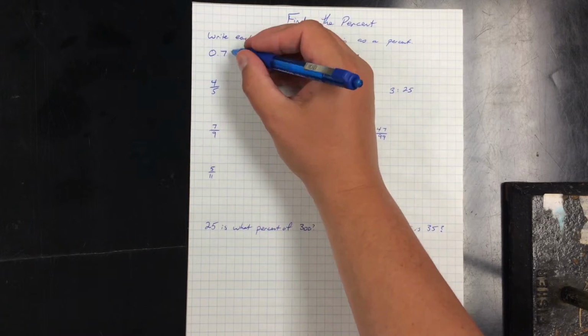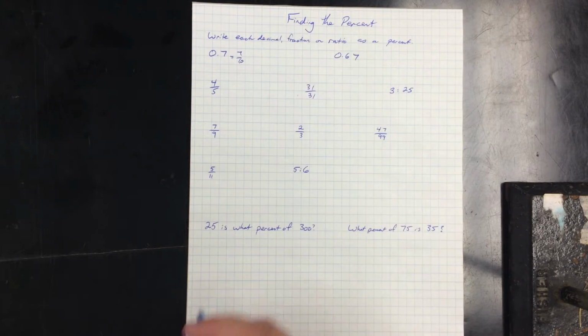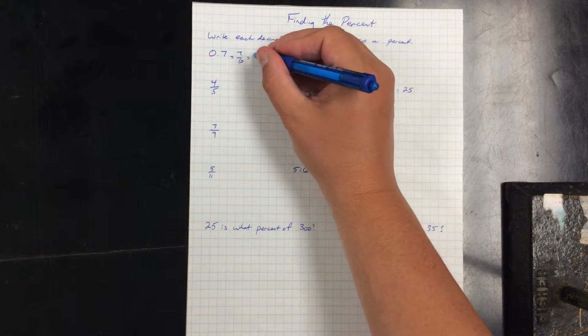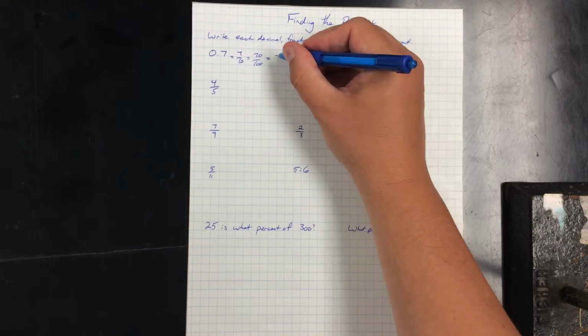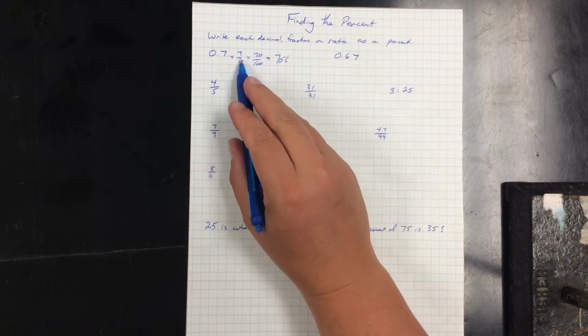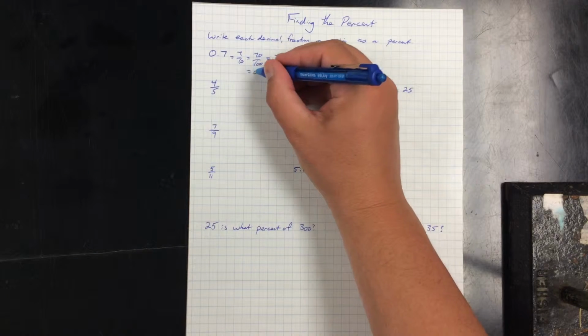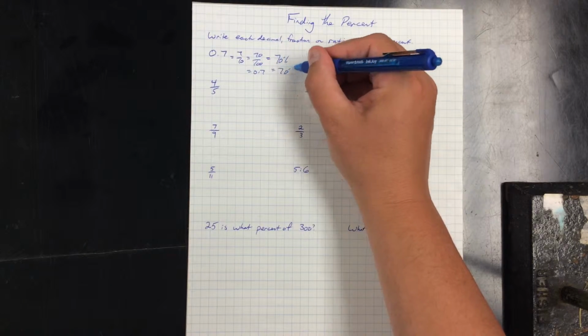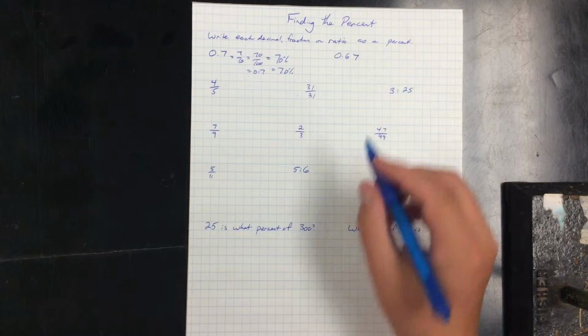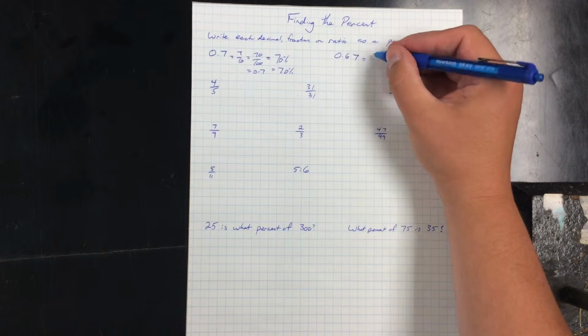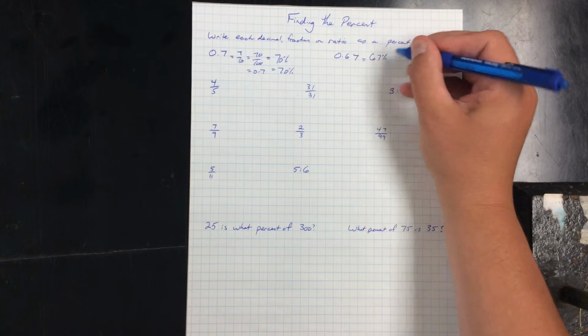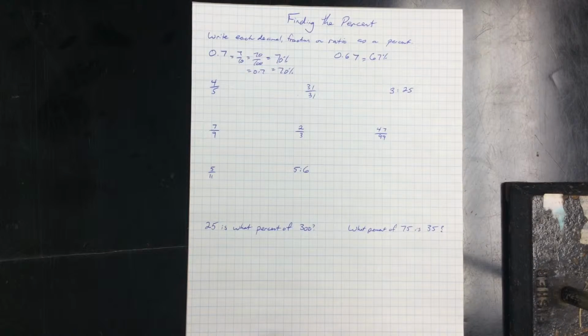0.7 or 7/10, which is the same as 70 over 100, which is 70%. I also could have taken this and written it as 0.7. That would also have led me to 70%. 0.67, which is multiplied by 100, 67%. So in each case, we just multiply it by 100 to get there.